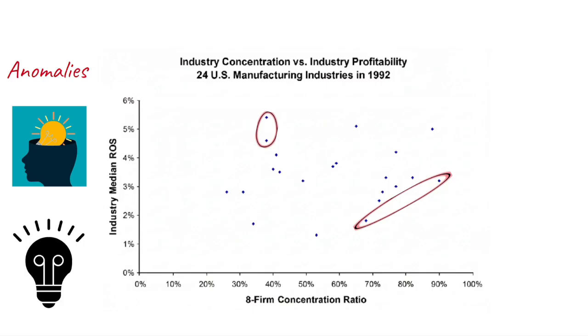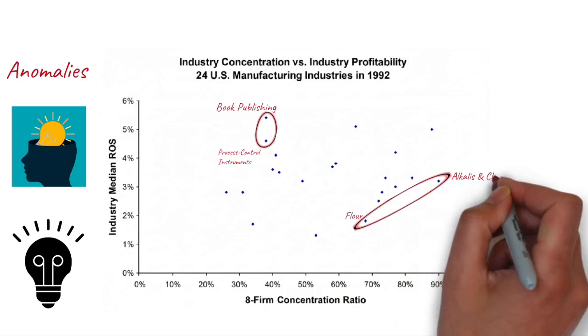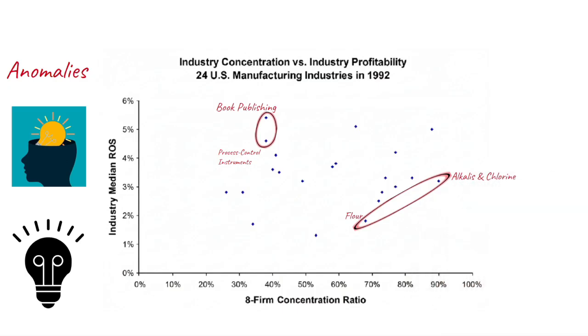So let's take a closer look at those anomalies, those aberrations, those points that shouldn't be on this graph if industry concentration were the only factor affecting industry profitability. Let's take a look at those points. In the upper left, we have book publishing and process control instruments. In the lower right, we have flour and alkalis and chlorine. So these 4 points are points that, again, if concentration were the only factor, shouldn't be there.